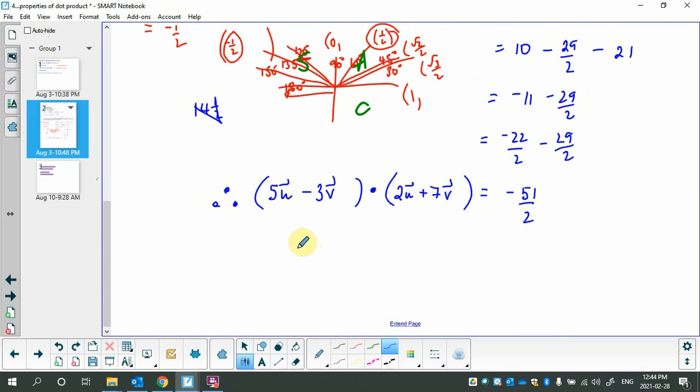And what that tells you is not very much. It tells you that this vector, the result of taking 5 of these unit vectors and subtracting 3 of these unit vectors, and this vector, which is 2 of these unit vectors plus 7 of these unit vectors, the result of those two brackets is not perpendicular. Because remember, if you have perpendicular vectors, the dot product would be 0. So that's what that tells you.